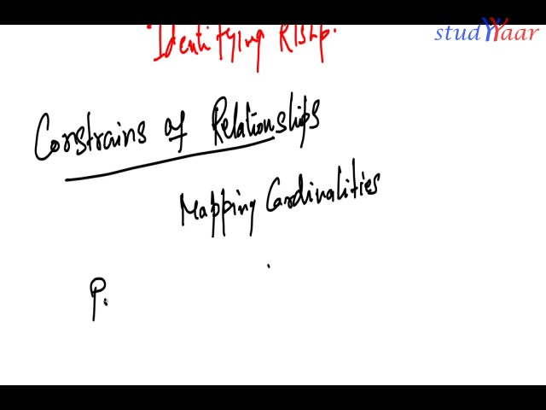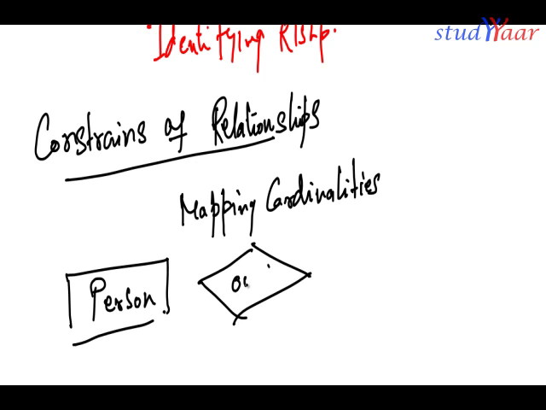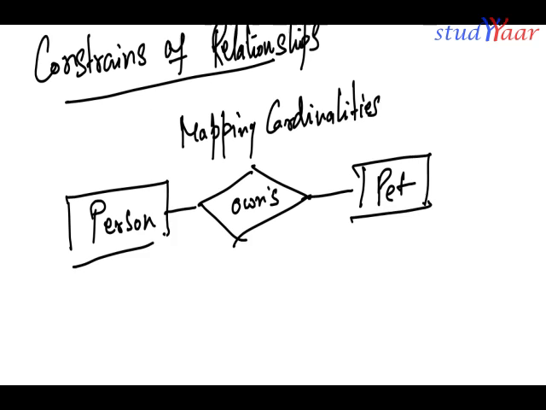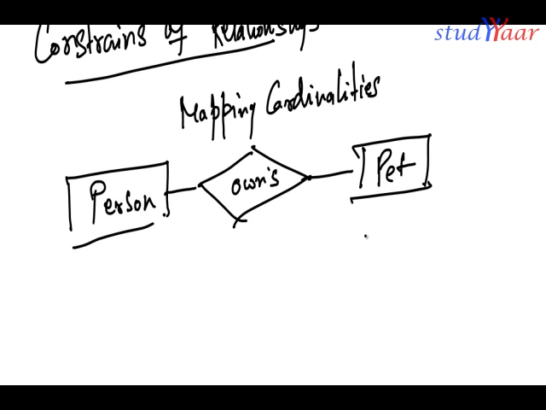Okay, so we have person owns a pet, right? So mapping cardinalities is going to tell me how many persons own a particular pet, or is there a pet which is being owned by more than one person? That kind of information we get from mapping cardinalities.